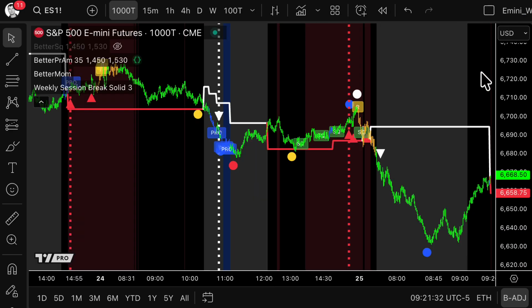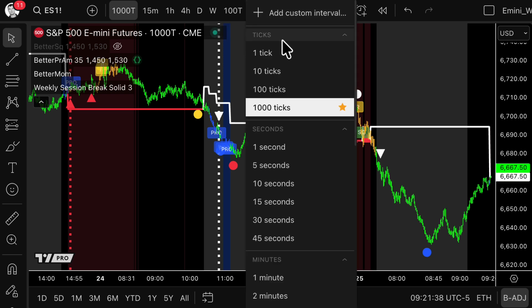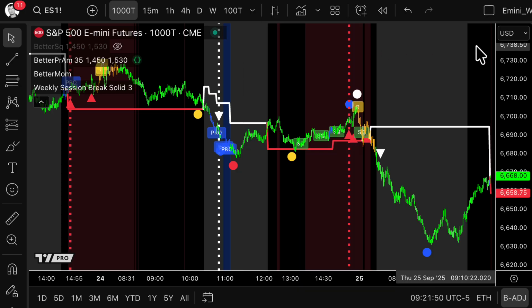So let's talk about tick bar charts in TradingView now that they are available. There's a couple of things you should know: there's only a few settings available for tick bar charts. 1 tick, 10 tick, 100 tick, and 1,000 tick. That's a bit restrictive. I think a 1,000 tick chart makes sense if you're swing trading the E-mini. That's pretty good. A 100 tick chart for most of the other markets.